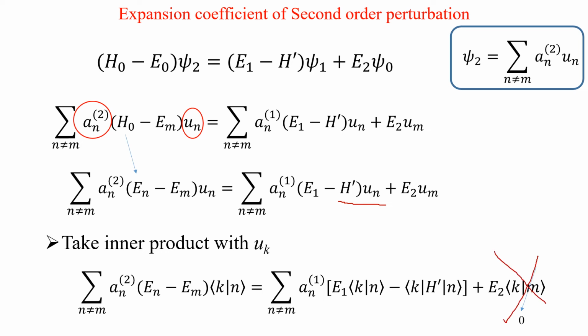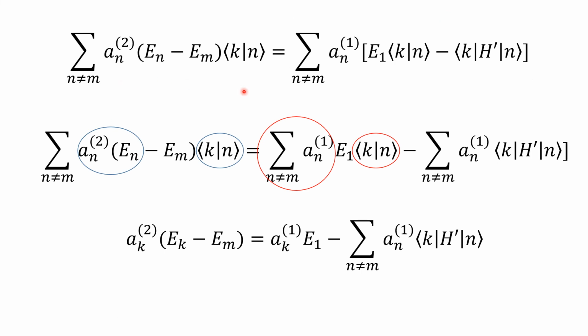So only the remaining term will be left out. We will see what will happen to those terms also. So finally we arrived at this expression. Now we will see some interesting phenomena about this. First, you take the left hand side. When you take the inner product of k with n, what will happen?